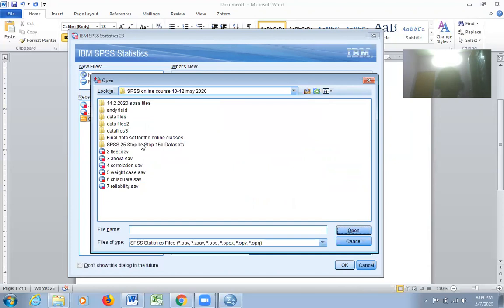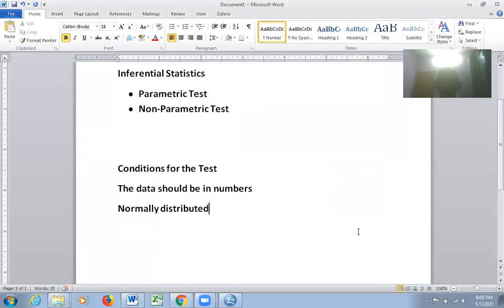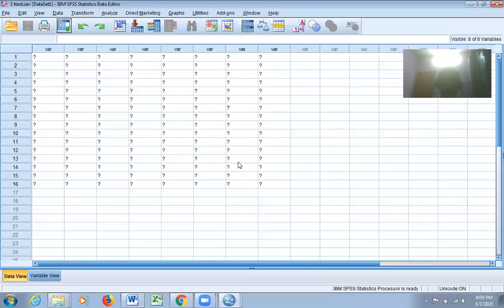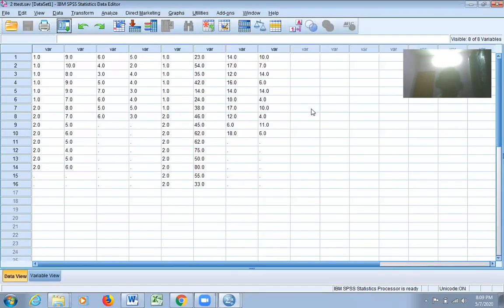In the folder final data set, I select t-test, then click open. Now I have opened a file by the name 2 t-test, because I'm going to demonstrate two tests here. One is independent sample t-test and another is paired sample t-test.